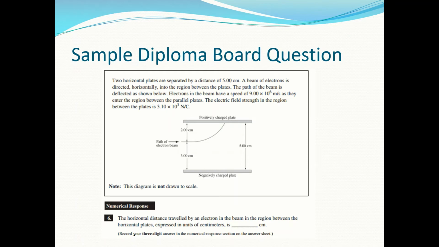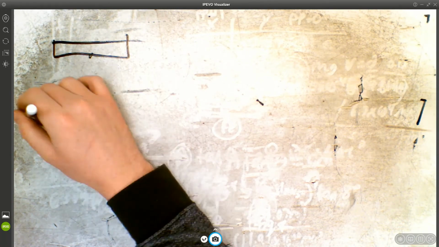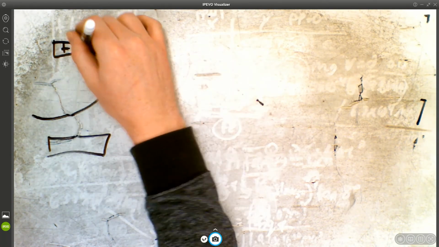Okay, so we got a projectile motion question. Cool. So starting projectile motion questions, what you want to do is, I'm just going to switch to my other screen again. So we want to do a free body diagram. So it's a beam of electrons, right? Your electrons go like this. So obviously it's attracted to this plate.